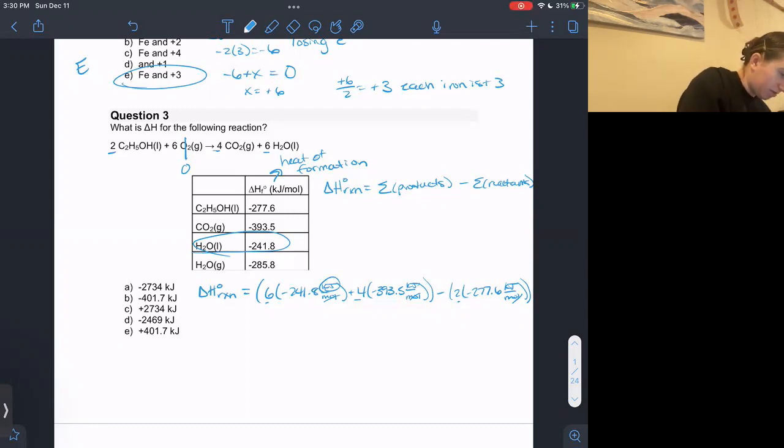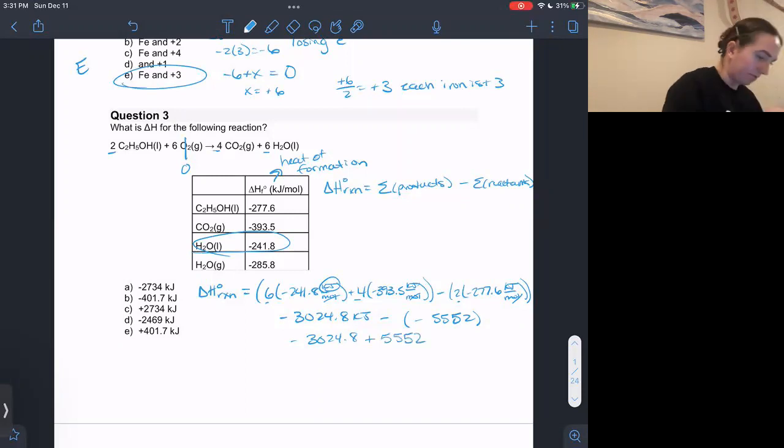So I got negative 8 kilojoules minus 2 times negative 277.6, which is negative 2. This becomes negative 3024.8 plus 5,552. So I'll do negative 3024.8 plus 5552.